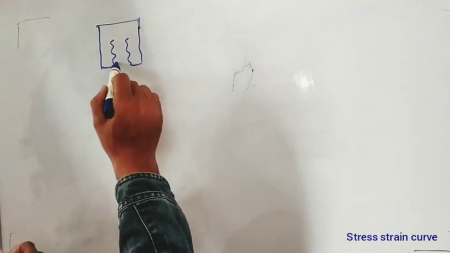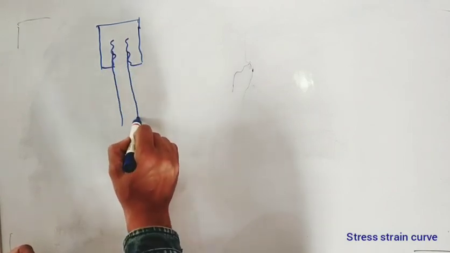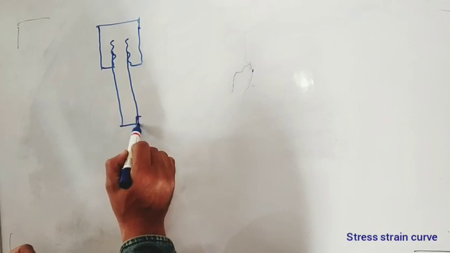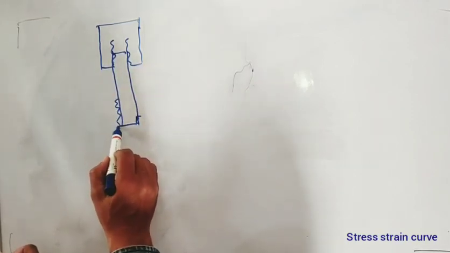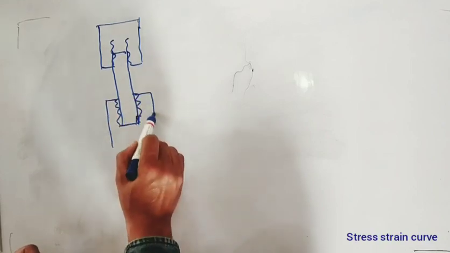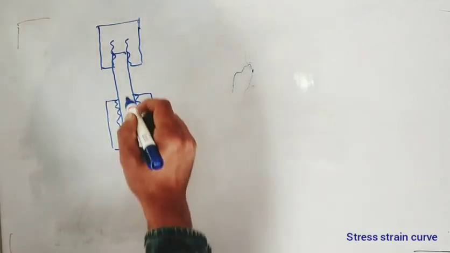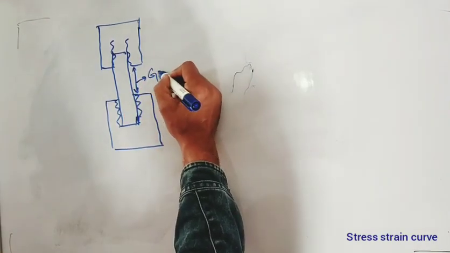They are actually fitted on our specimen. If this is the mild steel specimen over here, and we have this rod, and here again we have this extensometer where we fix this. So this much length is called the gauge length.